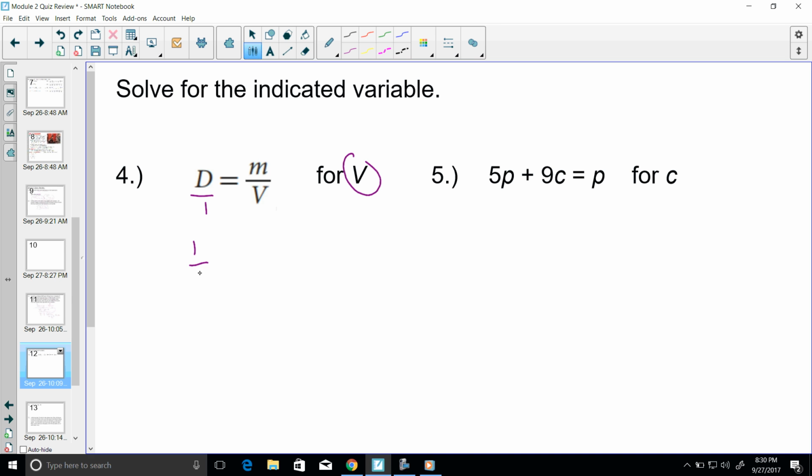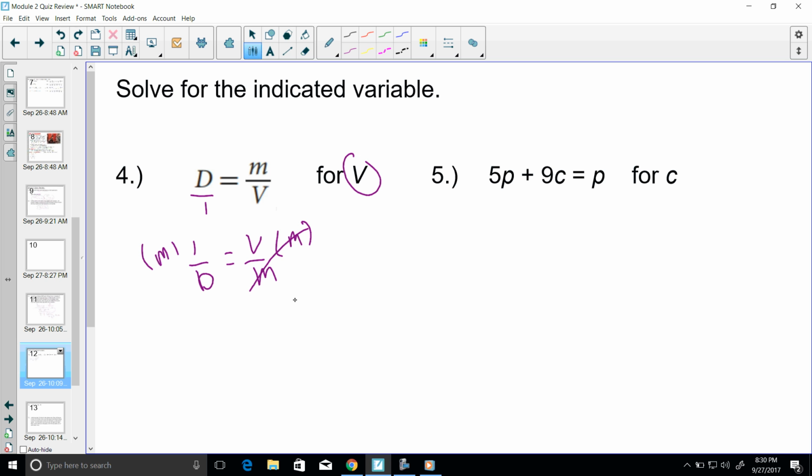I'm going to say I have 1 over D is equal to then V over M. And all I did was flip both fractions, and they're both equivalent. Something we've talked about before. But what that allows me to do is something that I can recognize. I can now multiply out that M on both sides.